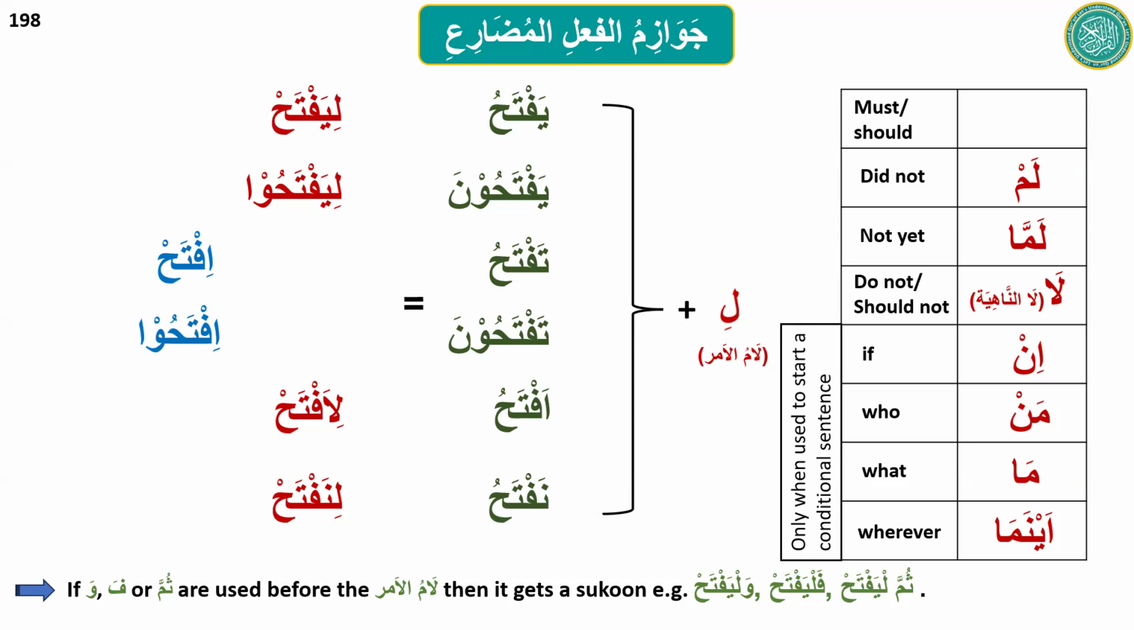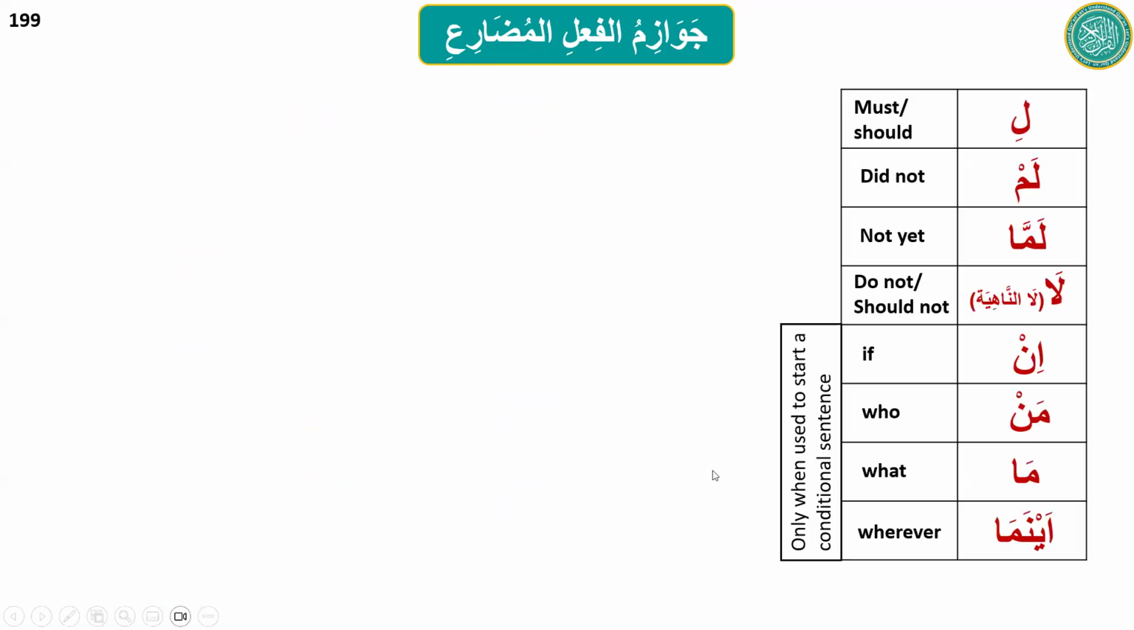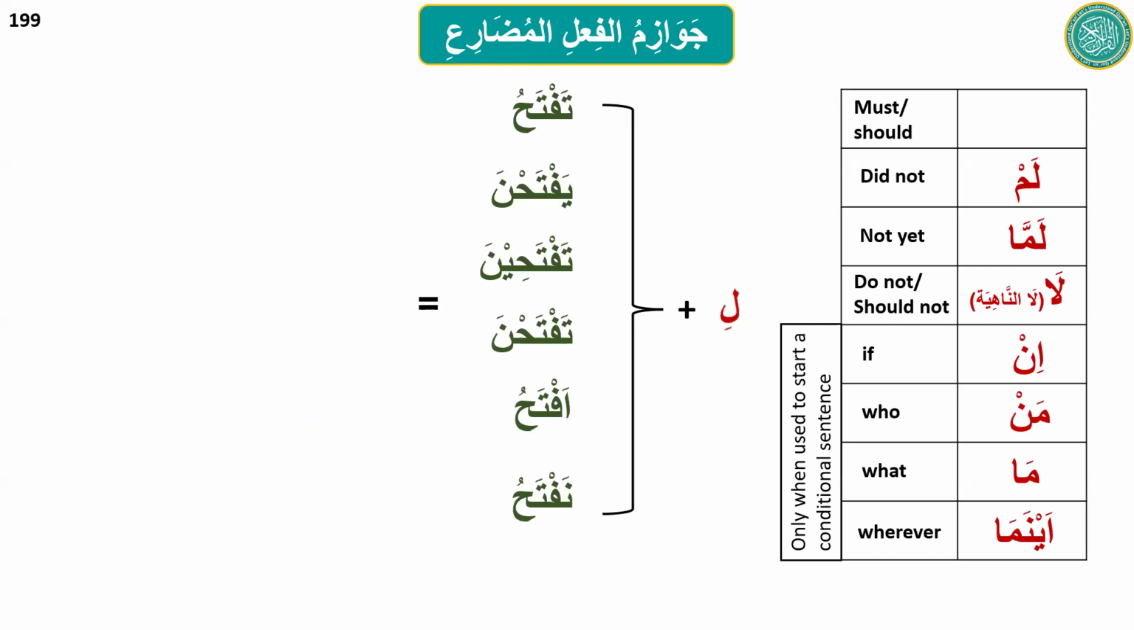So this is another way of recognizing it and differentiating it from the other lam, which is nasibul fi'l mudari. So when fa, wa, or thumma come before lamul amr, which is regularly supposed to be li, it becomes l. I mean, it gets a sukoon or a jazm on it. That's another thing you will see, and this is a way to recognize it really easily. So I just wanted to add a little.